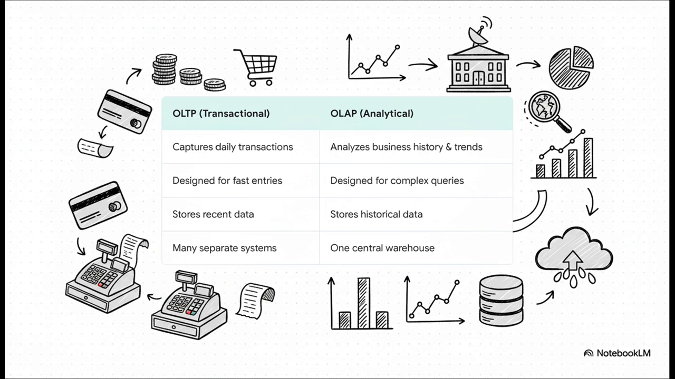On the right, you have OLAP, or analytical systems. These are like the business intelligence headquarters, designed to analyze massive amounts of historical data to find trends and patterns. You can't ask a cash register to give you a 10-year sales forecast, right? They're just fundamentally different tools for different jobs.